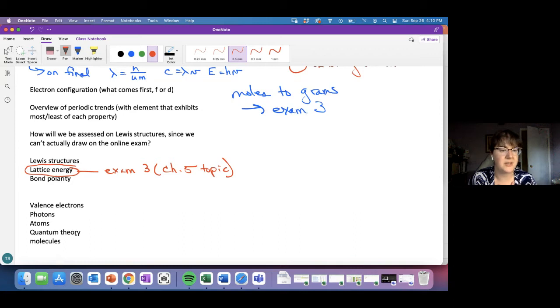So in a similar way, I got asked a couple different questions. Valence electrons, we want this on exam 2. This one we absolutely want. But photons, quantum theory, most of this stuff will be on the final. So we will leave photons and quantum theory. We're going to use atoms all semester. But photons, quantum theory, that stuff will be on the final. Molecules is basically a lot of Lewis structures, and once we do Lewis structures, that is going to be exam 2 material.